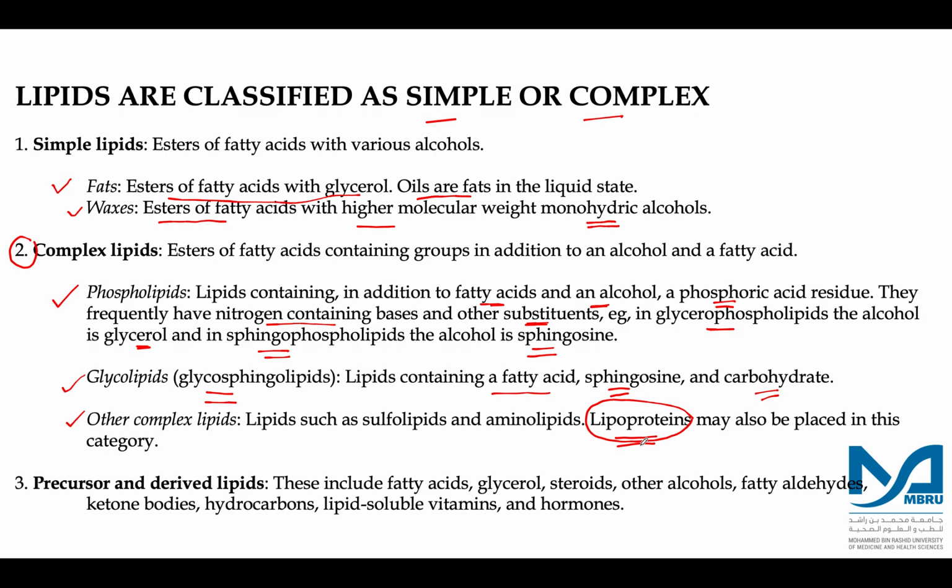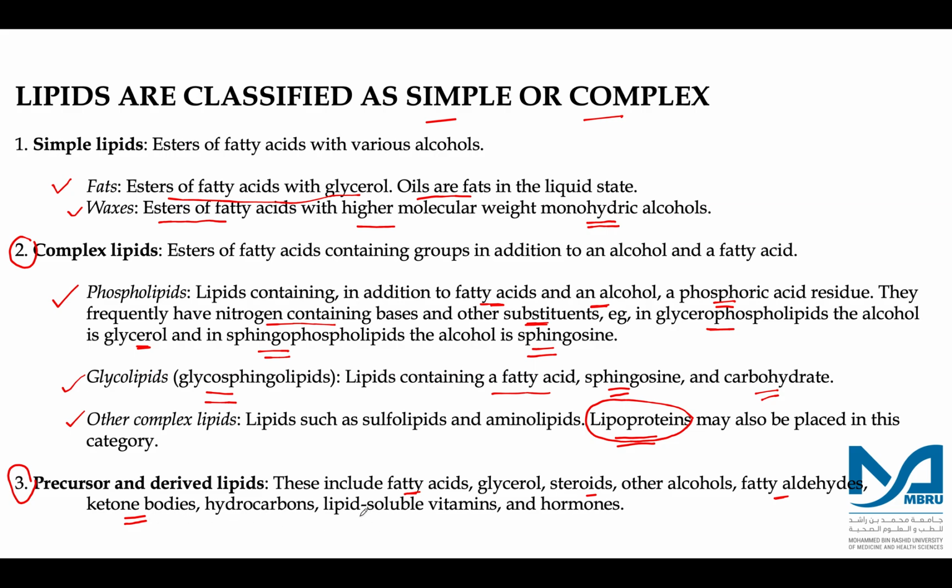study the cardiovascular system. The third class, often classified as precursor or derived lipids, and these include fatty acids, glycerols, steroids, and other alcohols. Apart from that, we have fatty aldehyde, and one of the most important precursor and derived lipids are the ketone bodies, because they are directly derived from fatty acids, as you already know, and we will be looking at ketone body metabolism in the following lecture.